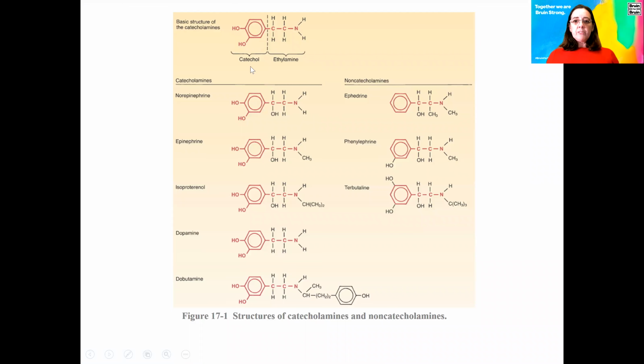So here you see the chemical structure of norepinephrine. You don't need to know the chemical structure of those molecules, but they are called catecholamines. You see that they share those rings and this ethylamine function. We'll see that some adrenergic agonists are catecholamines, and some are non-catecholamines, such as phenylephrine, ephedrine, and terbutaline.